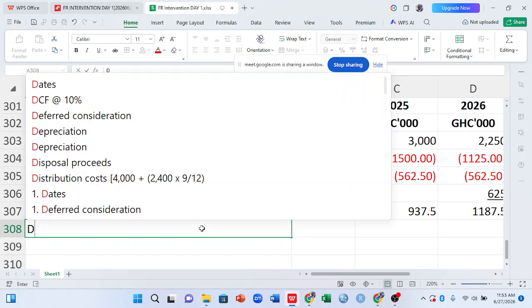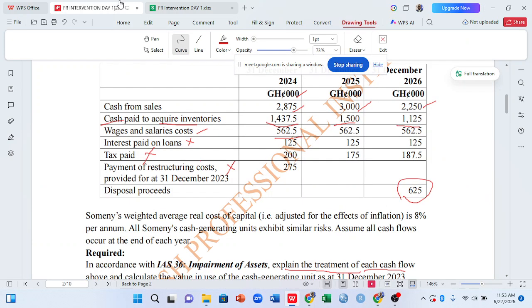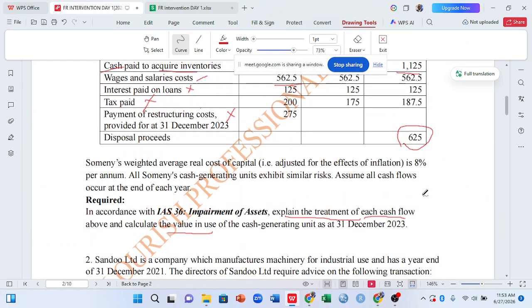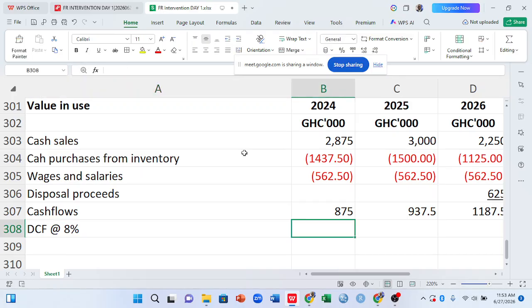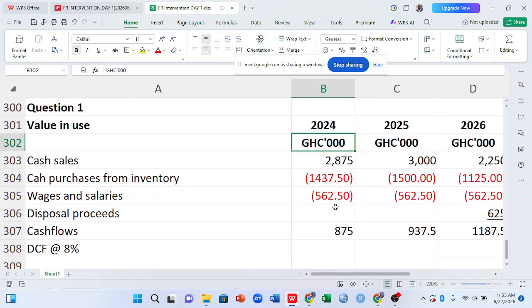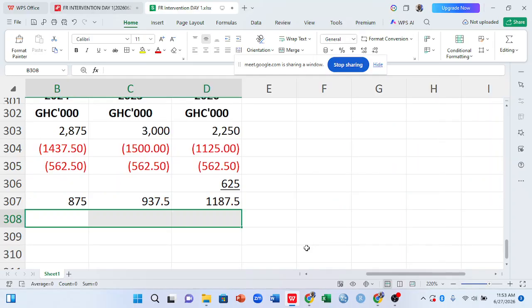Then we bring our discounting factor at the rate we're given. We're given a discount rate of 8%, so we bring the 8% here. We calculate the discounting factor for each year. The first year is 2024, so use the discounting factor for 1 year. The second year is 2025, so use the discounting factor for 2 years. The third year is 2026, so use 3 years. Let's calculate the discounting factor for each year. What are you going to get?